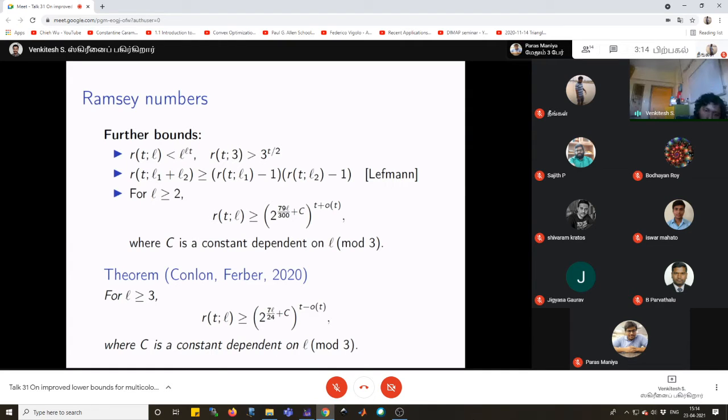Alright, so from 79 by 300, the exponent improves to 7 by 24. Well, does it really improve? You can use a calculator and check. 79 by 300 is somewhere close to 0.26, and 7 by 24 is somewhere close to 0.29. So the improvement in the exponent is of the order of 0.03 times L, the whole raised to T. But nevertheless, the improvement, though so minute, is in the exponent, and therefore it is an exponential improvement.